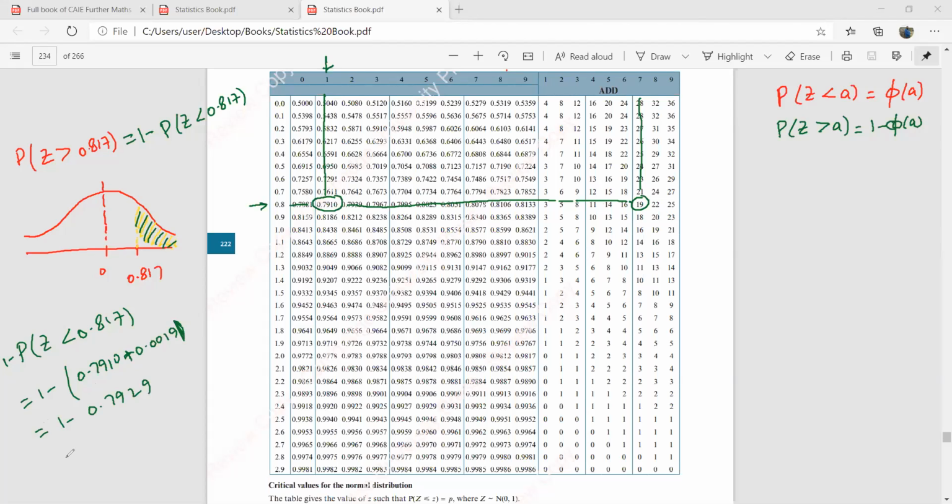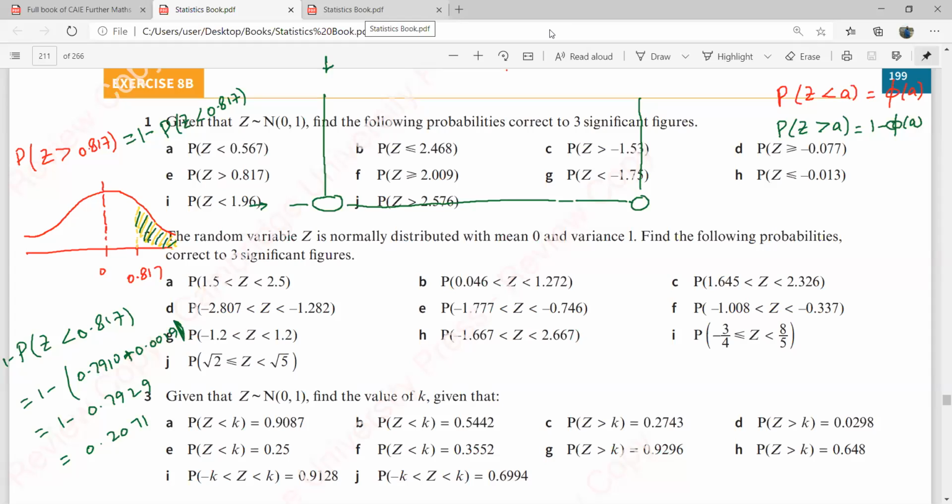0.7929. Can you please use your calculator and tell me what this is? This is 0.2071. Yes? So that is how you find this over here. Now let's go back to the book and see what is next here for us.